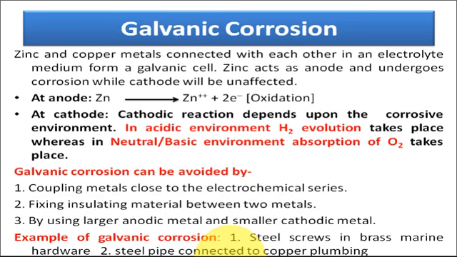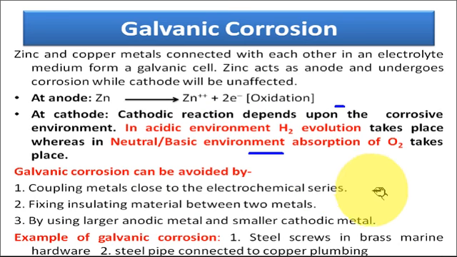Okay, so what is the main reason for this type of corrosion? The main reason is that two dissimilar metals are in contact with each other. That is the first point. Second, if we want to minimize the galvanic corrosion, what can we do? To avoid the galvanic corrosion, we can do the following things.